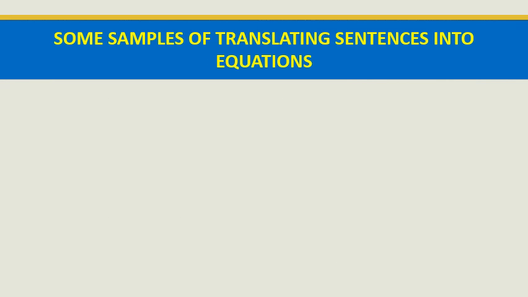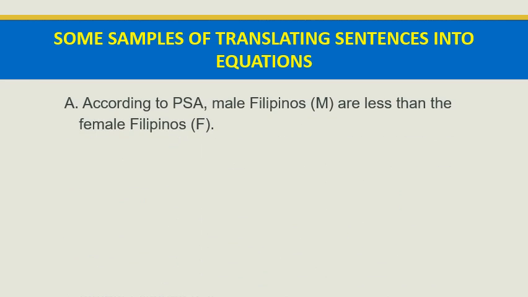Let's have another one, some samples of translating sentences into equations. For letter A, according to PSA, male Filipinos, the symbol is M, are less than the female Filipinos, symbol is F. Now we're going to write this sentence into an equation. So these sentences, we're going to transform into equations. So we have the symbol for male, that's M, and female Filipinos, F. Less than, so this is the answer.